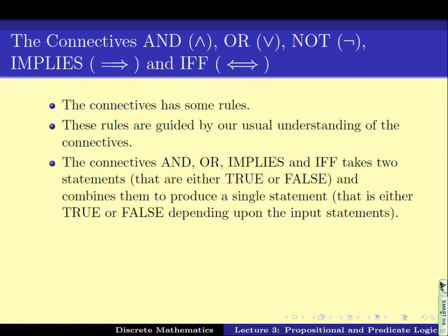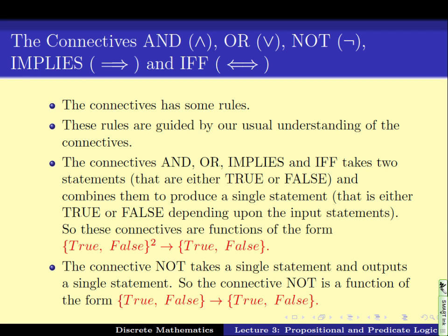Now, the connectives and, or, implies, and if and only if take two statements, each of which is either true or false, and combine them to produce a single statement that is either true or false depending on the input statements. So in other words, these connectives are a function from {true, false} squared to {true, false}.